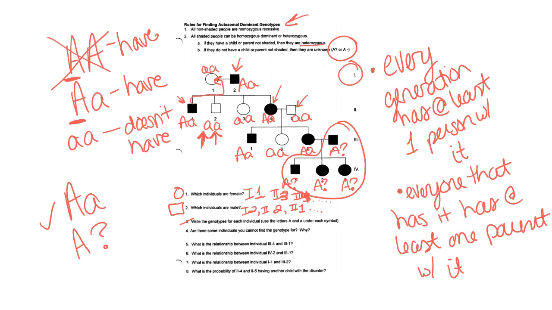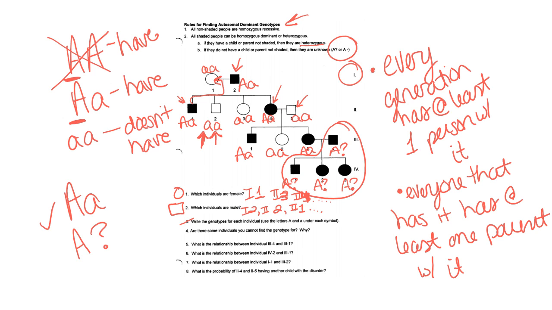We already did number 3. We wrote the genotypes all over. Some individuals I can't find the genotype for because I don't know their parents, or I don't know if they will end up having more kids that will express the trait. I just don't know. Okay? And so now we get into these relationships, and we can look at these a little bit. We won't spend too much time here.